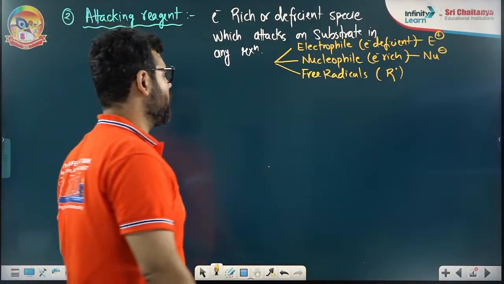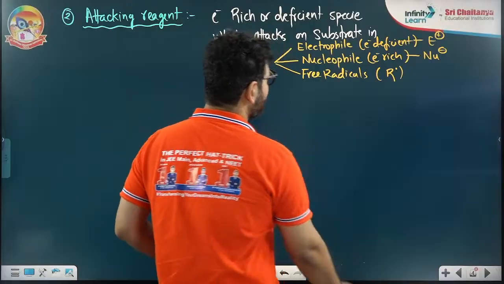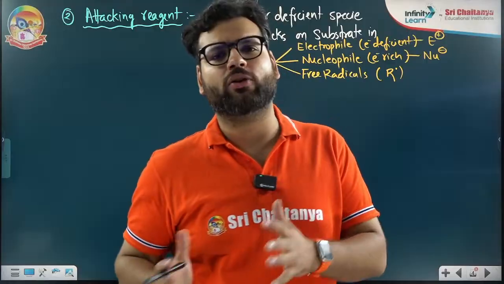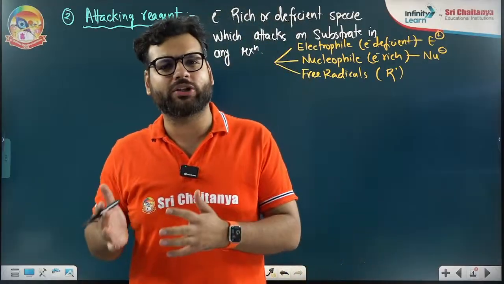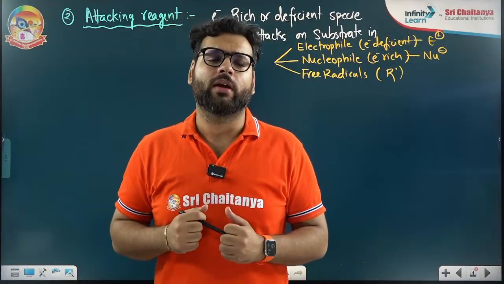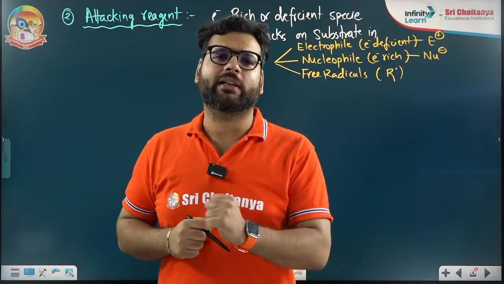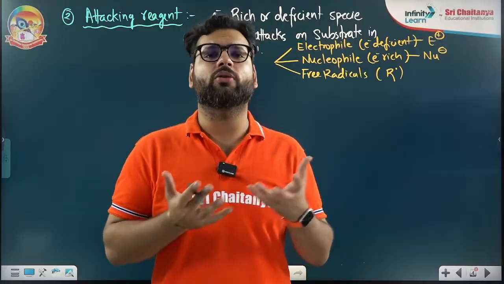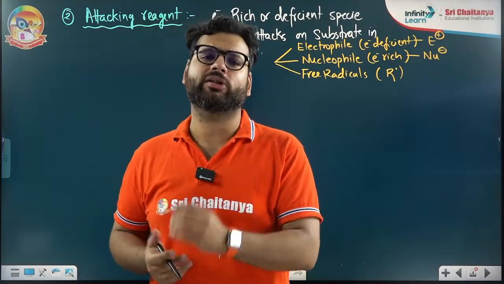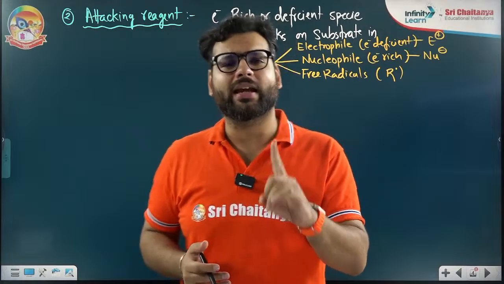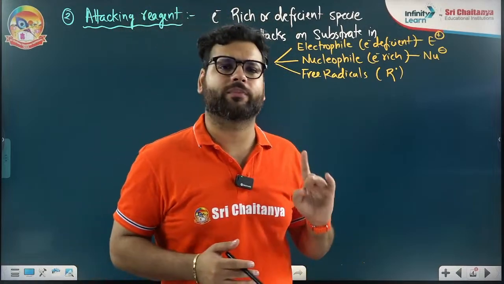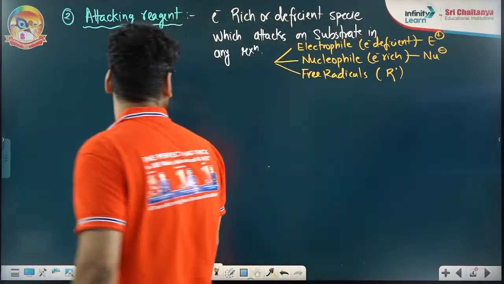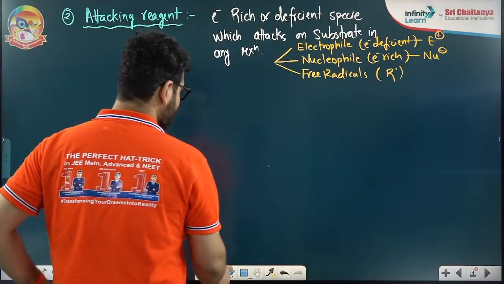Three types. Now, if in the rate determining step an electrophile comes and attacks, we call it an electrophilic reaction, maybe electrophilic addition, maybe electrophilic substitution. When a nucleophile attacks in the rate determining step, we call it a nucleophilic reaction, maybe nucleophilic addition, maybe nucleophilic substitution. Same way, free radical addition, free radical substitution. Six reactions are there which you have to remember. I'll give examples of all of them in the next class. This is just the basics of the mechanism class.